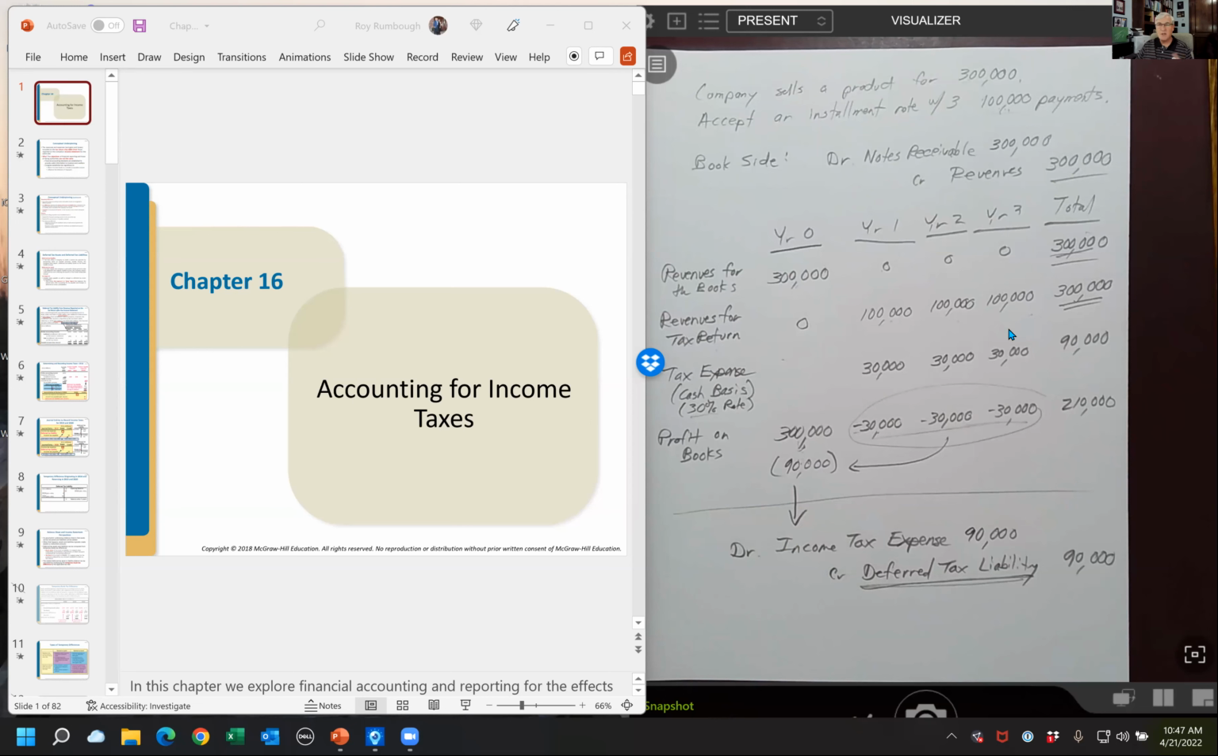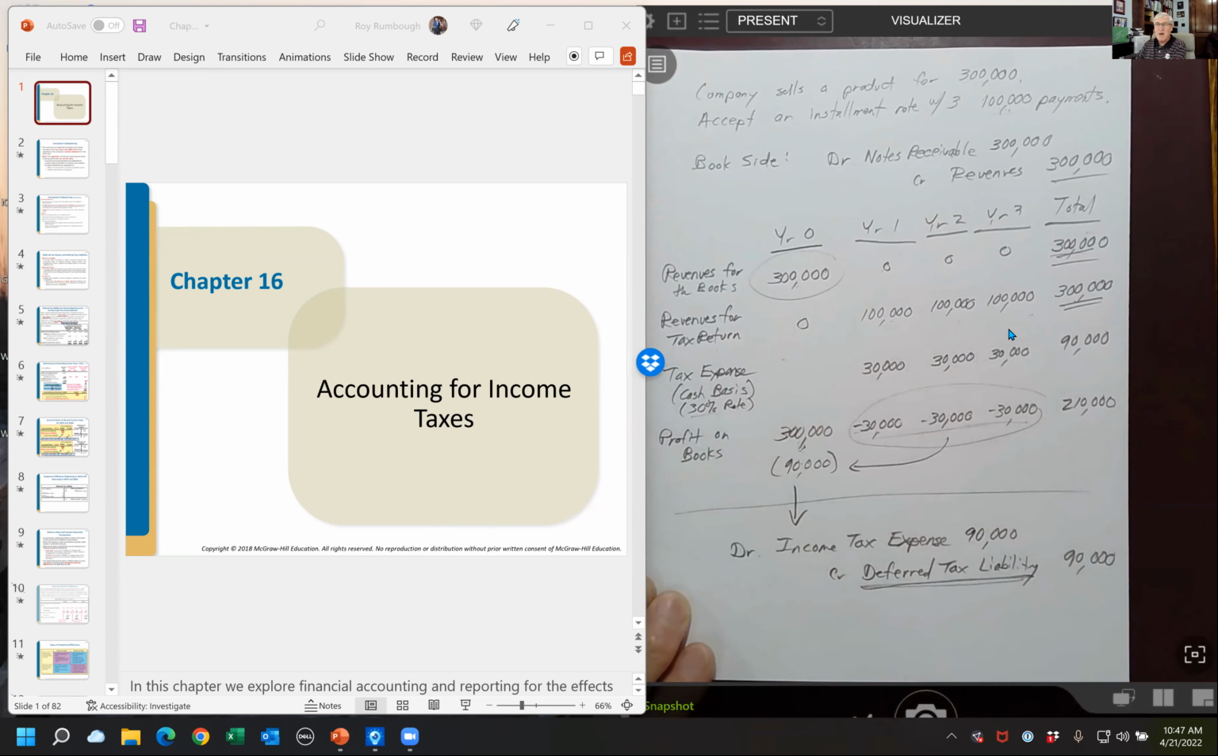Now, I mentioned there's going to be shortcuts. Why do we need shortcuts? Is because companies doing this, they don't just have one transaction. They might have a million transactions like this, and they might be in different years and things going on. So we've got to find a kind of secret path to get there. Well, there's a secret path.